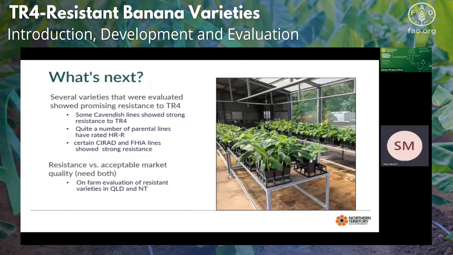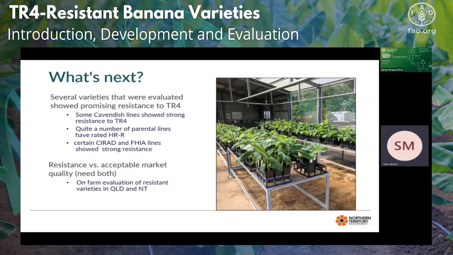So what's next? From that, we know that several varieties did pretty well over the years when we tested them, particularly some of the Cavendish lines. Interestingly enough, quite a few parental lines did pretty well. So resistance does exist in some of the parental material used in the breeding programs, and particularly some of the CRAD lines and FHIA lines show very strong resistance to TR4.